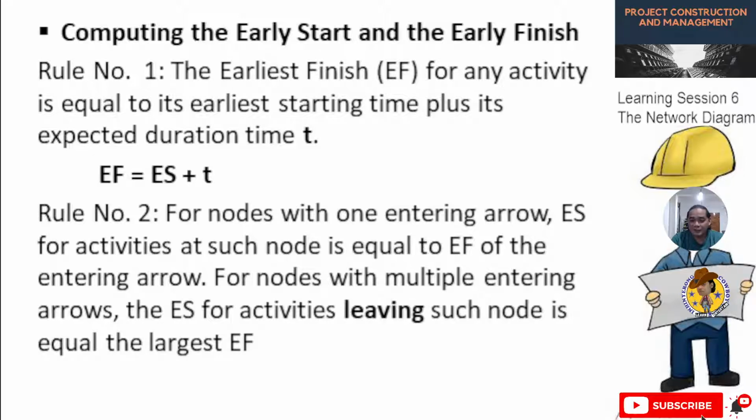Then we have computing the early start and the early finish. These are the rules in computing these items. Rule number one: the earliest finish, or EF, for any activity is equal to its earliest starting time plus its expected duration time. Meaning, EF is equal to ES plus T. Then rule number two: for nodes with one entering arrow, ES for activities at such node is equal to the EF of the entering arrow. For nodes with multiple entering arrows, the ES for activities leaving such node is equal to the largest EF.